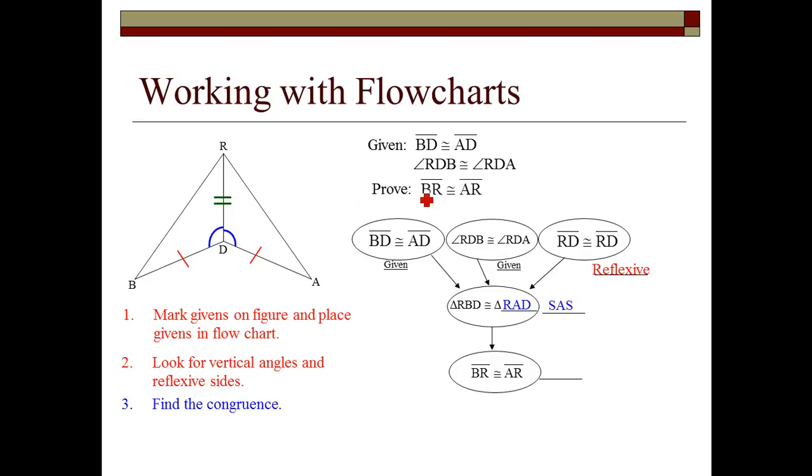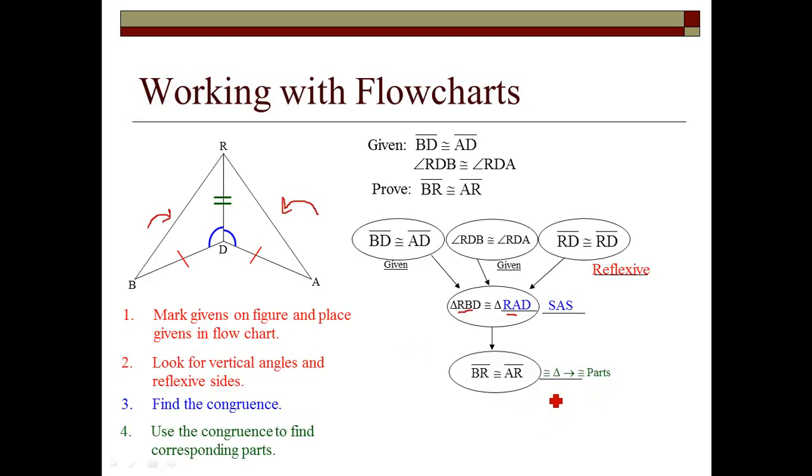We're trying to show that BR, this side right here, is congruent to AR. Well, those sides match. BR, AR, even though they're written in reverse order, they match in terms of our congruency, and that's what we're trying to find. So what that's called is when we have congruent triangles, we get congruent parts.